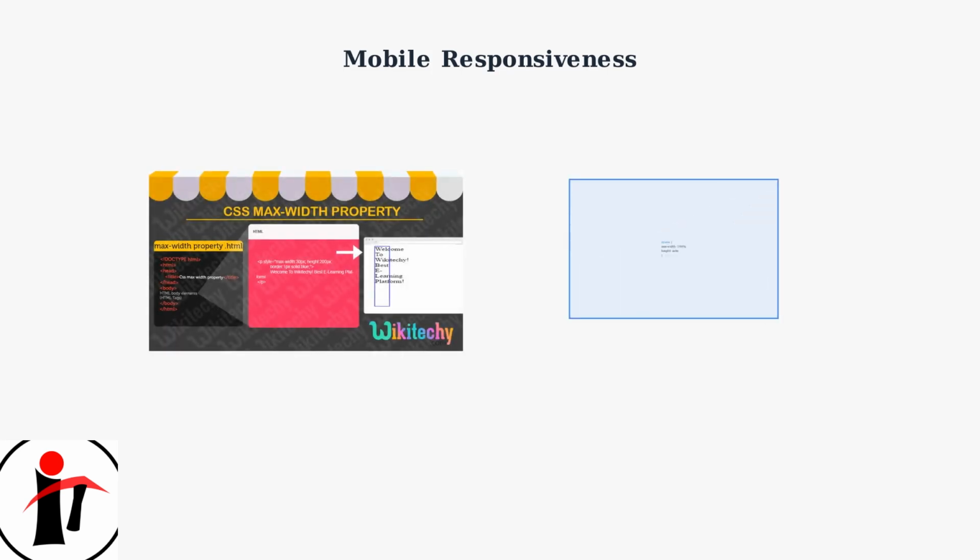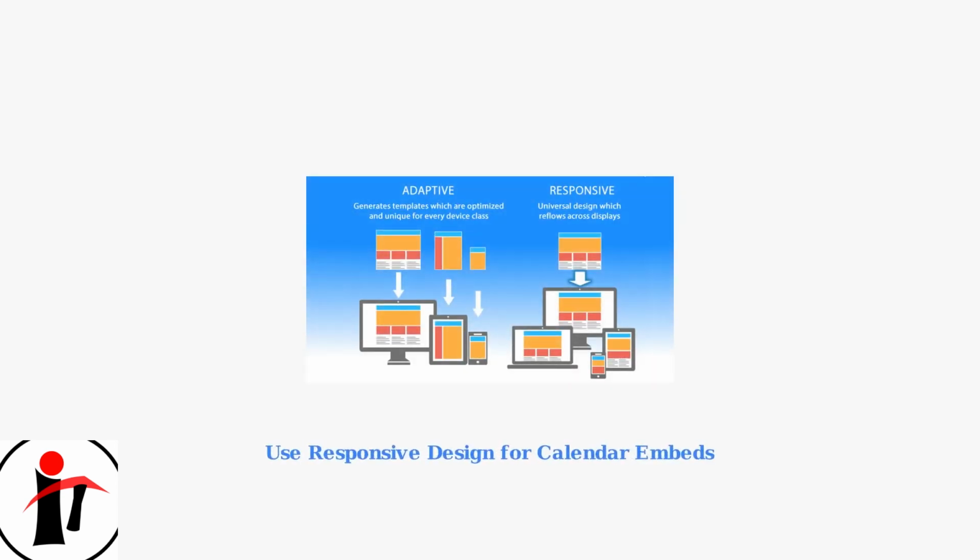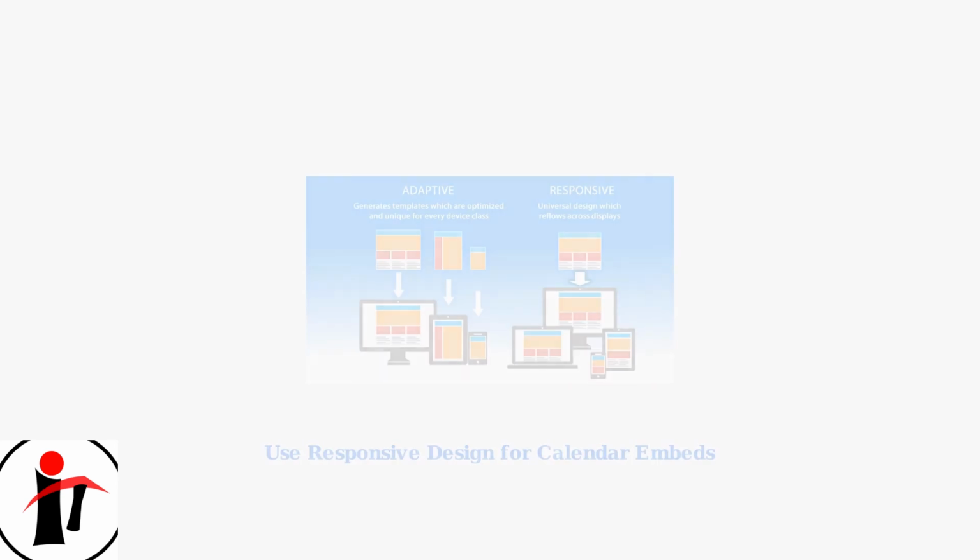For mobile-friendly embedding, proper CSS is essential. The max-width property ensures your calendar adapts to different screen sizes, while height: auto maintains proper proportions. Understanding responsive design is crucial. Unlike adaptive design that creates separate layouts, responsive design uses one flexible layout that adapts to all screen sizes.